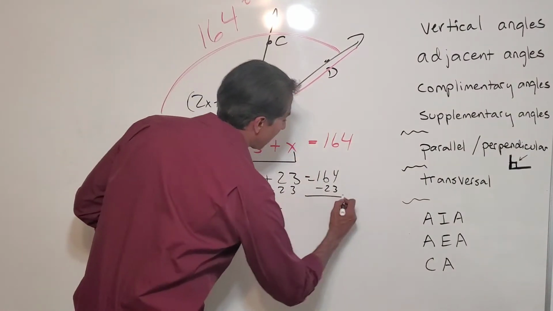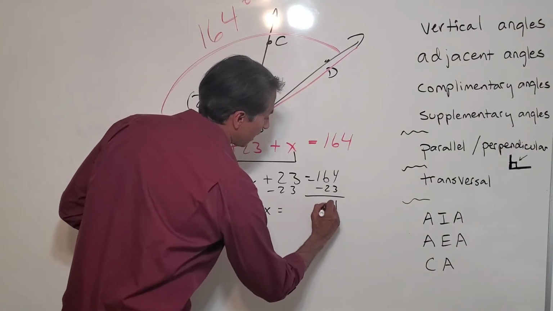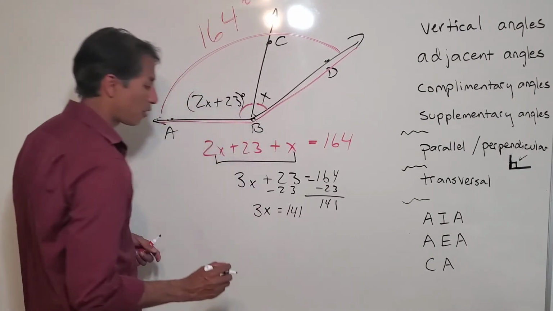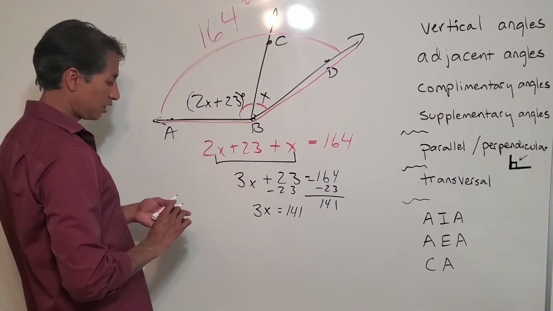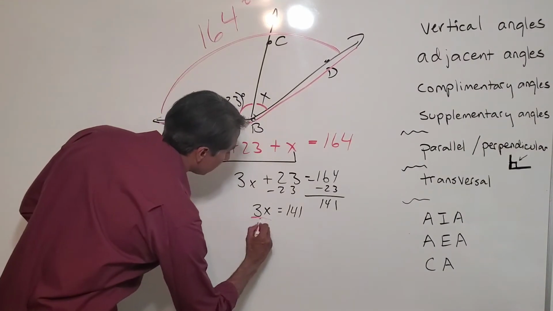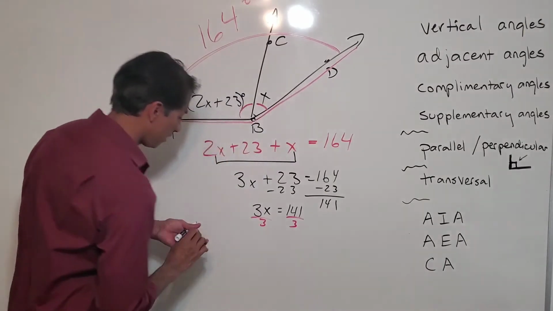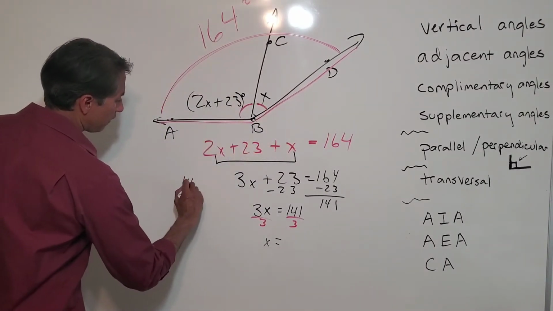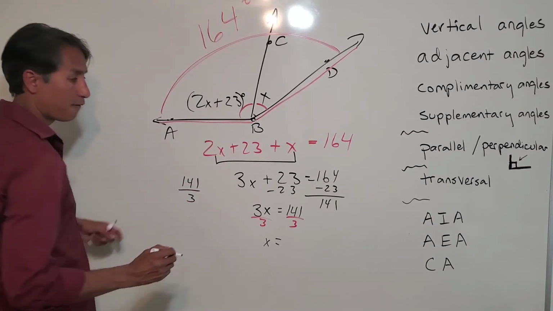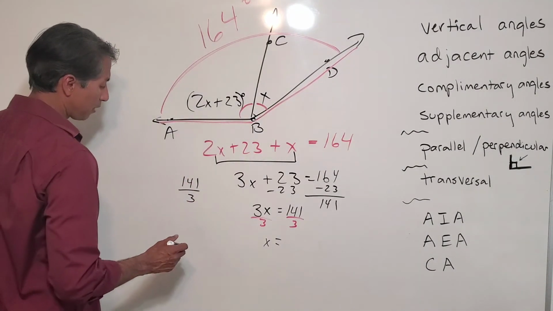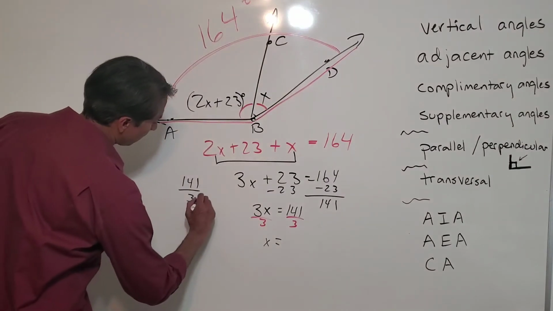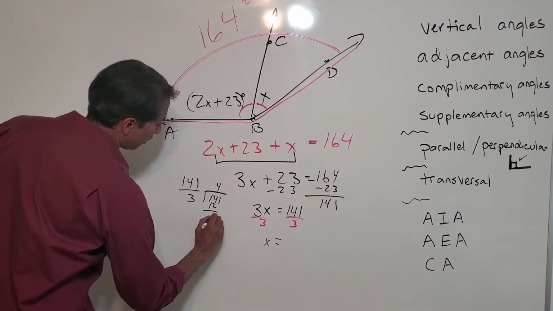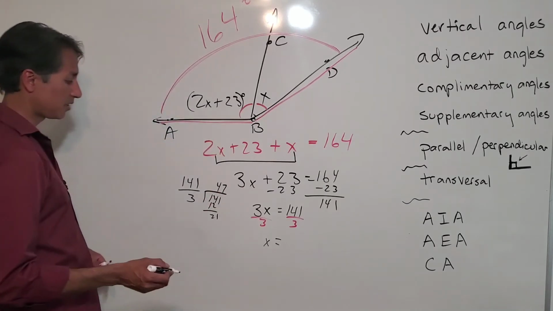164 minus 23, I don't know, let's just do it. 141, okay. Let's divide both sides by 3. Okay, and I get that. Let's see here. We read our fractions down. 141 divided by 3. So if I wanted to rewrite it, I could. What's that? 4 and a 12, 21, 7.